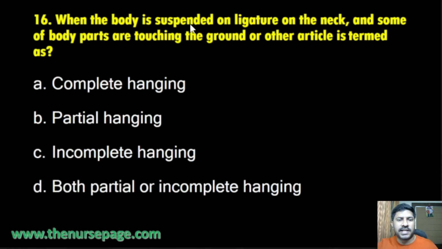16th question. When the body is suspended on a ligature on the neck and some body parts are touching the ground or another article, it is termed as: complete hanging, partial hanging, incomplete hanging, both partial or incomplete hanging. So here the correct answer is option D.